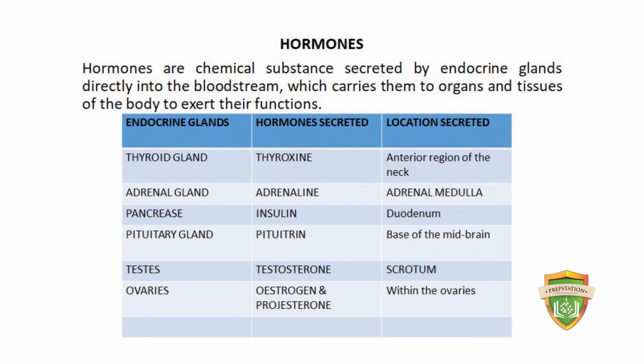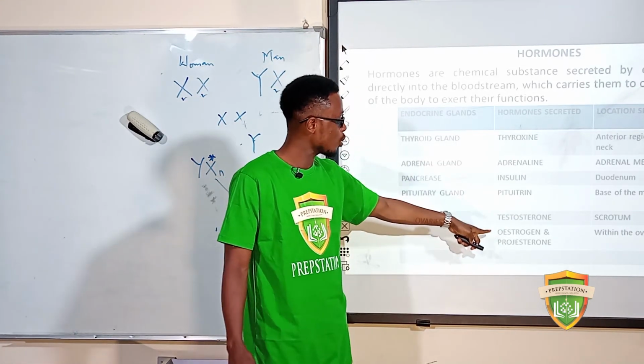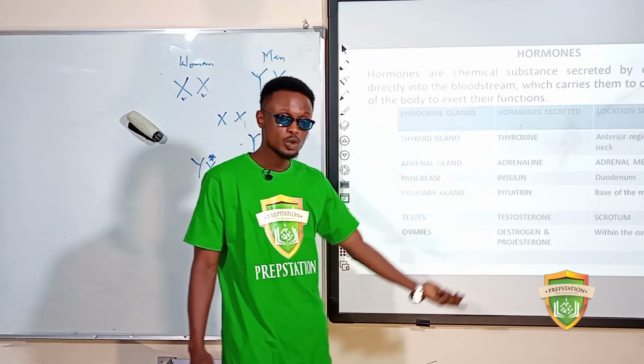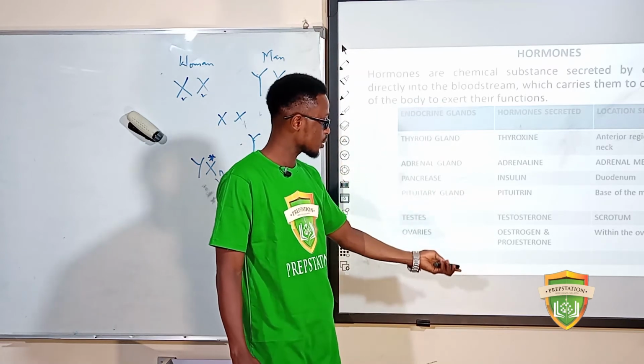Take note, adrenaline is the emergency hormone, while this one, progesterone, is the pregnancy hormone. Now the female has two hormones, the estrogen and the progesterone. This estrogen has to do with sexual development and others. While this progesterone is the pregnancy hormone. That means this hormone will only function when a woman is pregnant. It will help to inhibit ovulation during pregnancy.